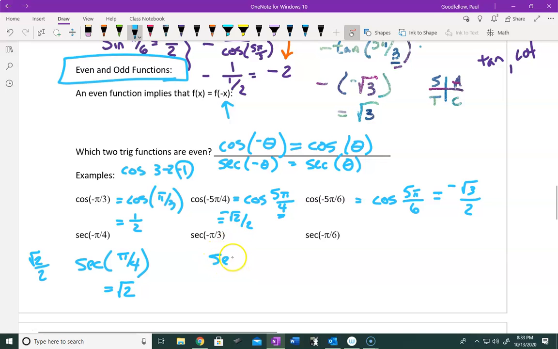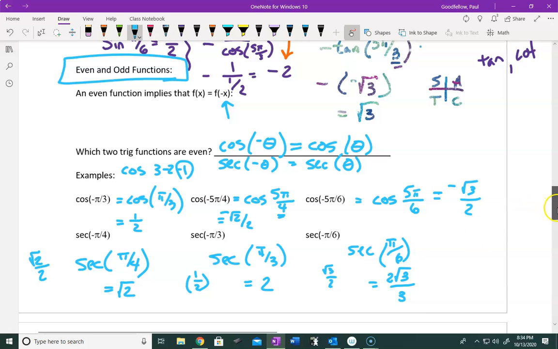But that's going to be the answer that you're looking for. Secant of pi over 3 would end up being cosine is 3, 2, 1. So it's a 1/2 really, but flipped would mean the answer is 2, and it's in the first quadrant, so it's positive. Secant of pi over 6 would mean that you're thinking cosine is 3, 2, 1. The answer is root 3 over 2, but flipped would mean the answer is 2 root 3 over 3. I think that's right. I always get that one funky in my brain. It just doesn't work right.